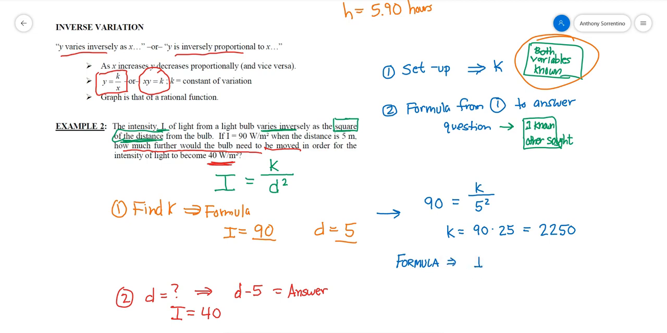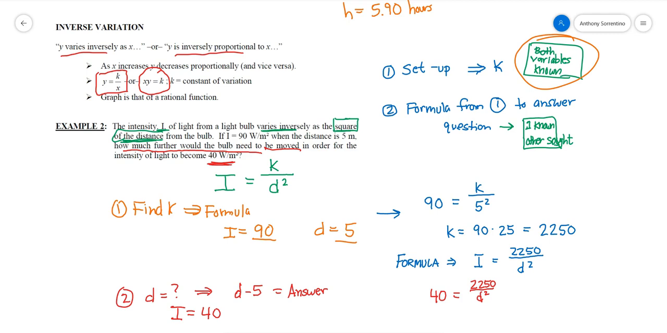So my formula is I equals 2250 over d squared. That's the formula I'm going to use to now answer the second part of this and find that distance. Because now what I know is that, let's go back to red again, I know that my intensity now is 40. That should be 2,250 divided by d squared.